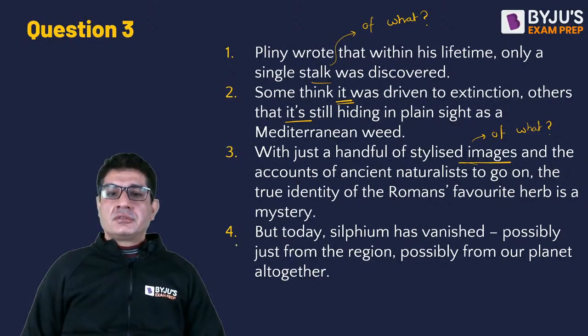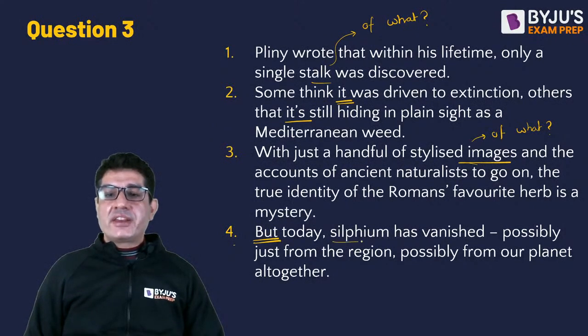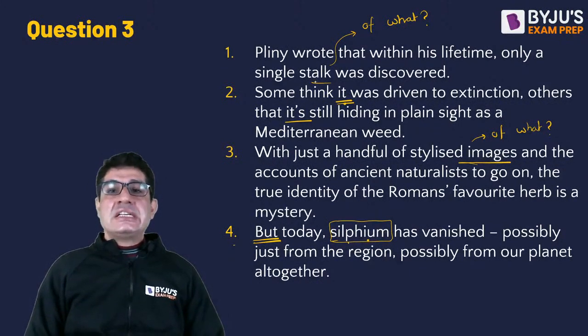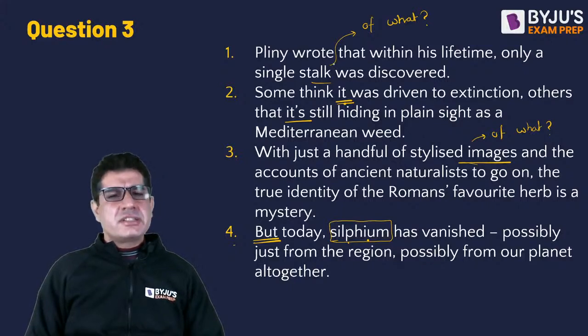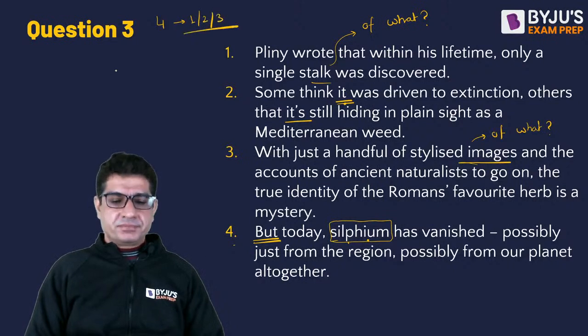Okay. Fourth says, but today Silphium has vanished. Ooh, now I have a name. So the moment I see this, you notice the "it" in 2 is referring to Silphium. Images of what? Silphium. Single stalk of what? Silphium. So on the basis of this, I can tell you that because fourth gives you the name, fourth needs to come before 1, 2 and 3.